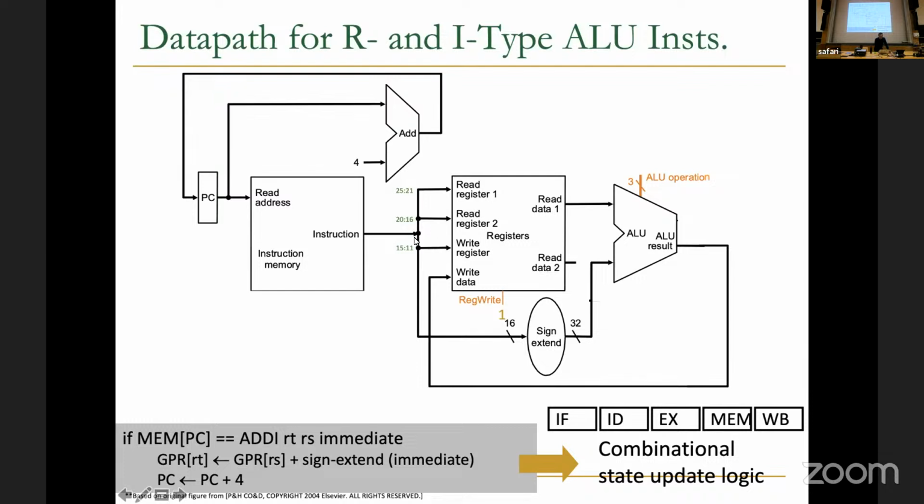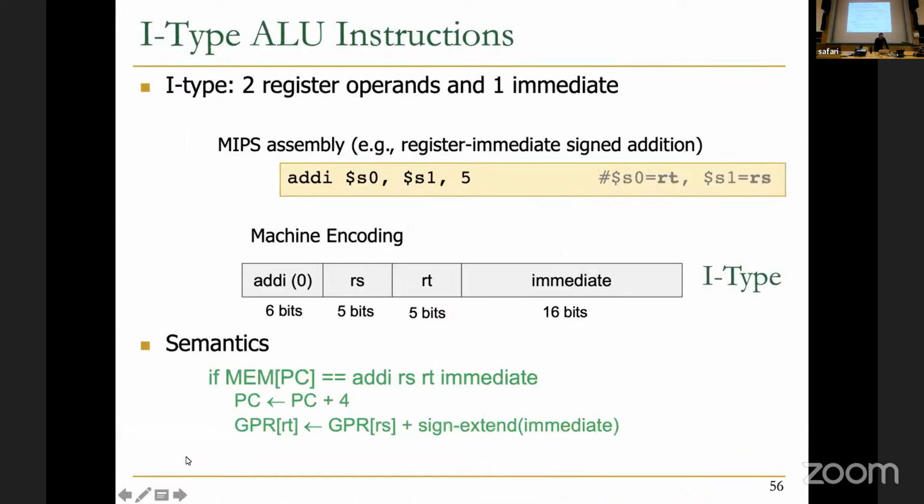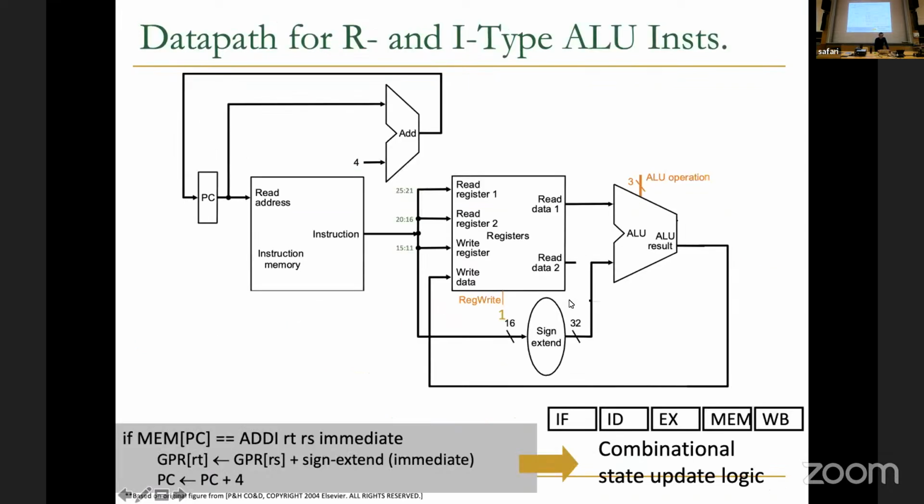So how do we change this data path so that we can accommodate I-type instructions? That's it. So what have I done over here? Basically, the second input of the ALU should not be a register, right? Because that's what the instruction specifies. The instruction specifies that it should be a sign extended immediate. If it's an I-type ALU instruction, it should be a sign extended immediate. So that means we add a multiplexer. We add a multiplexer saying that if this instruction is I-type, don't select this one. Select whatever we've added over here.